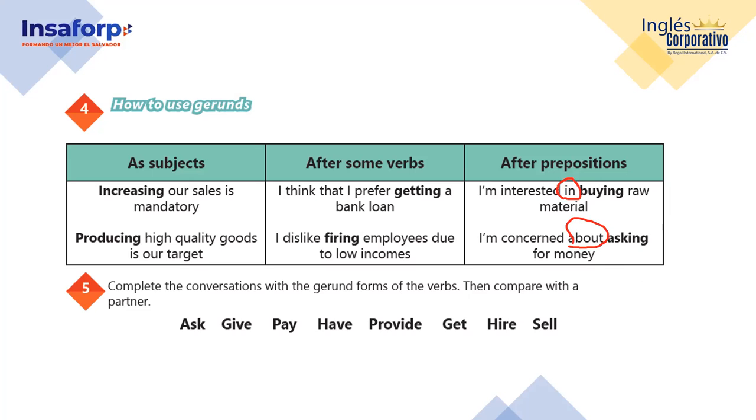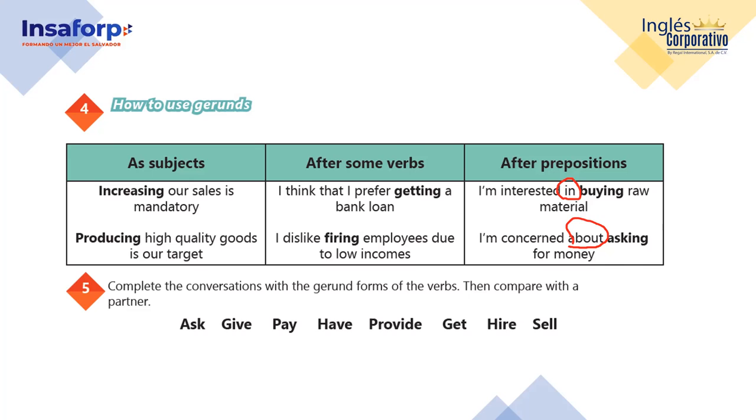Los gerunds se forman después de una preposición. Si yo quiero utilizar un verbo después de una preposición, debo utilizar gerund, ING. Pero tampoco lo voy a traducir como que está haciendo en ese momento, buying, comprando. No. I am interested in buying raw material.